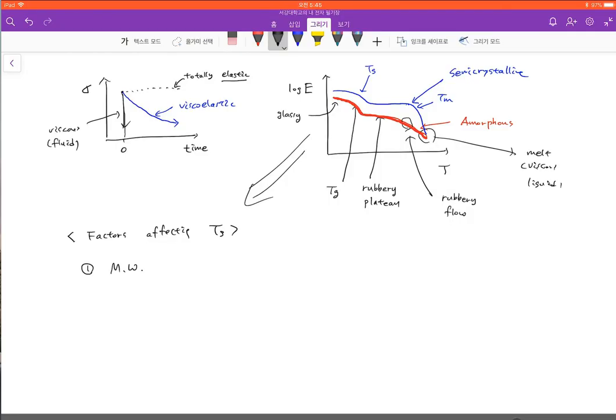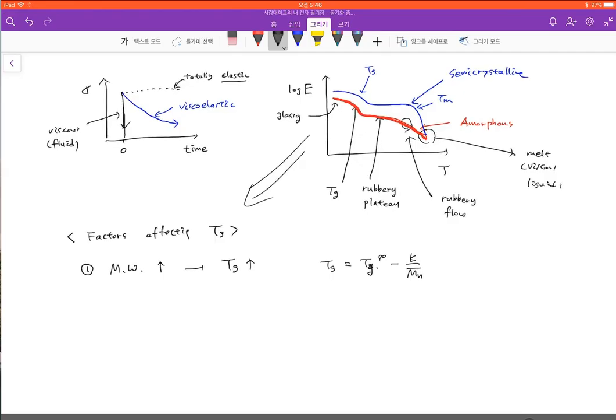First, molecular weight. As the molecular weight increases, Tg will increase, right? It's obvious. Actually, there is a formula which shows this behavior. Tg equals Tg infinity minus some constant over molecular weight. As the molecular weight increases, Tg increases. The details will be covered in class.